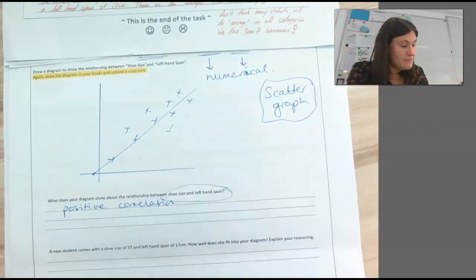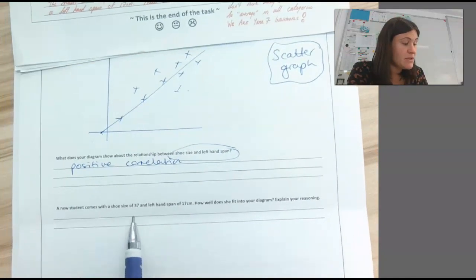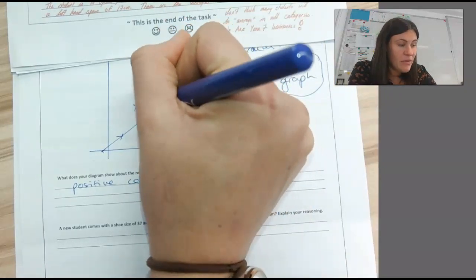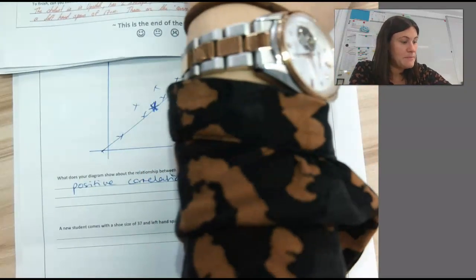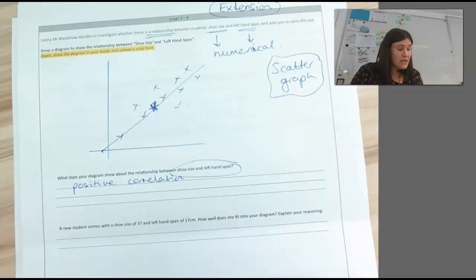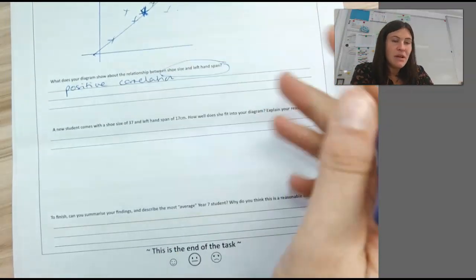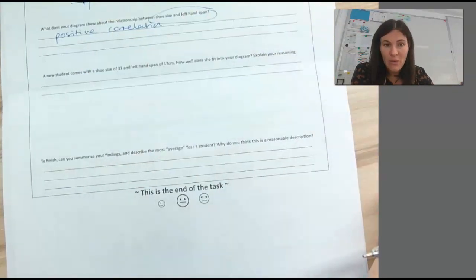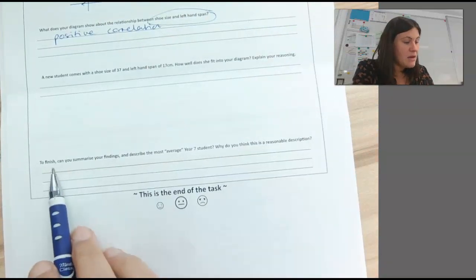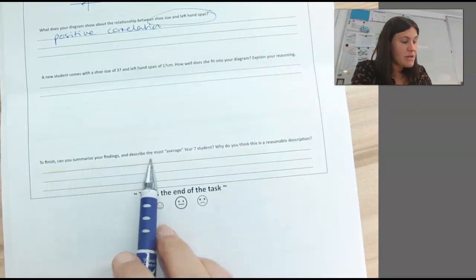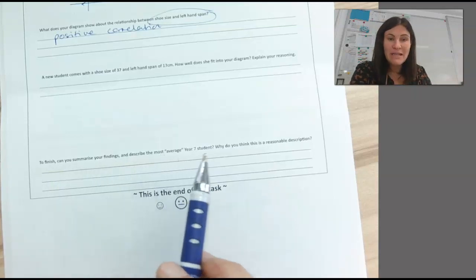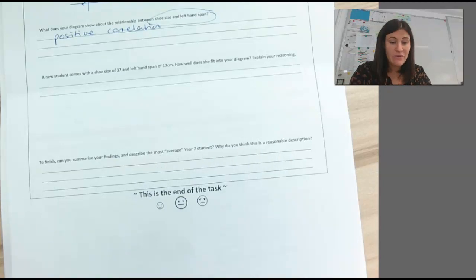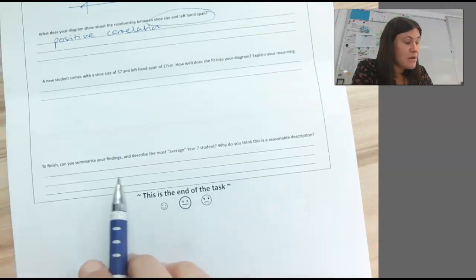And a new student comes in with a shoe size of 37, a left hand span. How well does it fit in? We put them on there and we go, okay, it fits quite well. The last part is just asking, sorry, I've skipped over that because not many people have done that one. And then to finish, can you summarize your finding and describe the most average person? So we're going to go back to the beginning and we're going to look at all the data, all the things that we found so far and try to give the most average.